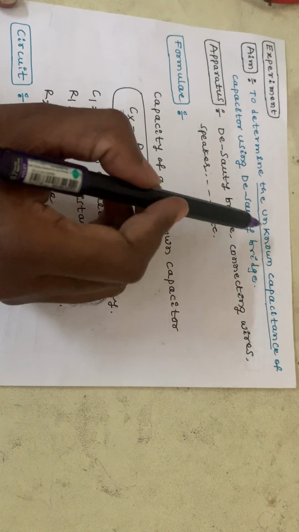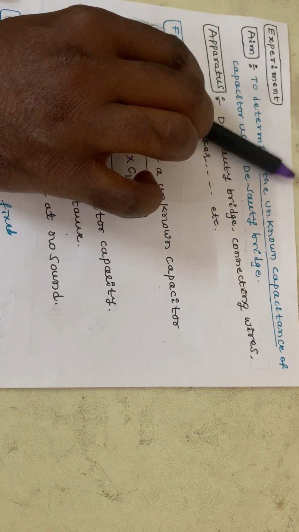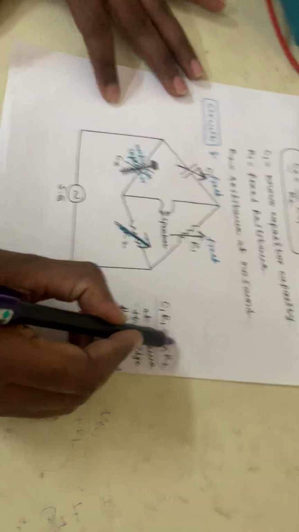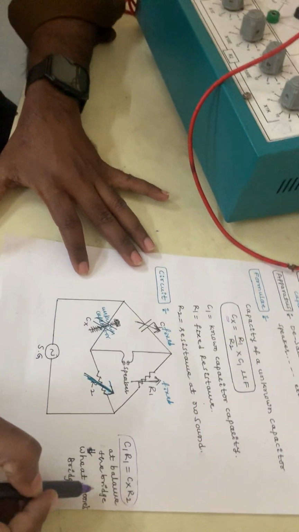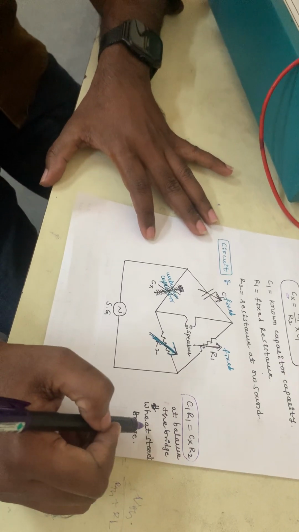How are we able to calculate? Through the Sauty bridge, we calculated the unknown capacitance. This is the balancing principle. C1 R1 is equal to C2 R2, Cx R2. This is the balancing principle corresponding to the Wheatstone bridge principle.